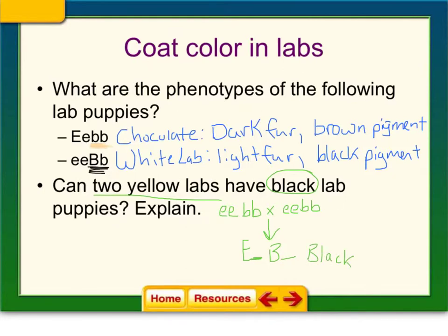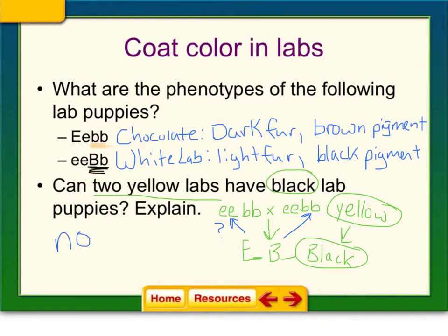And then we also have our yellow parents. And we want to know, well, is it possible to get a black puppy from yellow parents? And if you take a look, we want to see, can this big E come from either parent? And the answer is no. Same thing with the big B. It cannot come from either parent, and so we know that this is impossible because neither parent has a dominant allele to pass on to the black lab puppies. So if you breed yellow labs, you will have yellow lab babies.